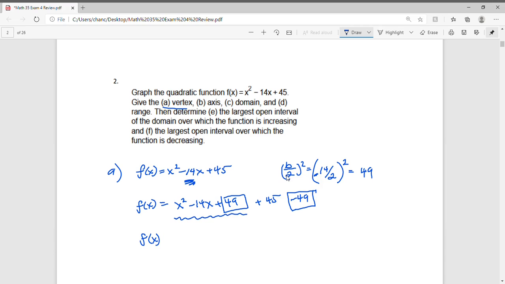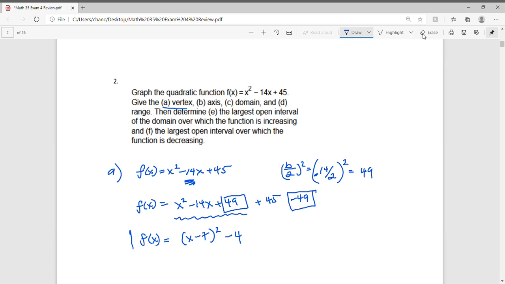F of x can be rewritten by factoring this part as (x minus 7) squared. This part becomes (x minus 7) squared if you were to factor it. And now we can simplify the right side. 45 minus 49. That's equal to negative 4.